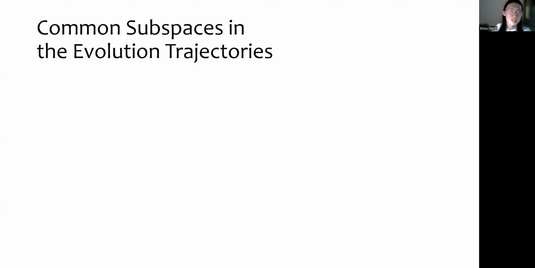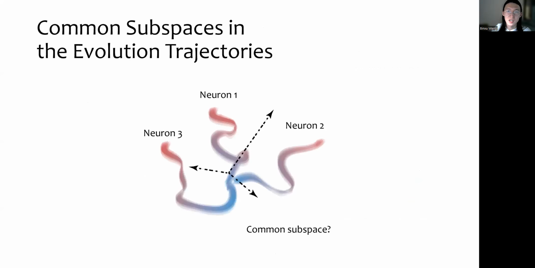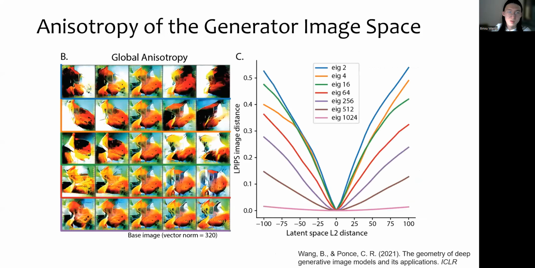Next, we tested whether the evolution trajectories share a certain common subspace. We recall that the generator image space is anisotropic, which means some directions lead to a larger image change, while some other directions lead to no or very subtle image change. This is detailed in our previous ICLR paper. And the higher eigendimensions, like the blue trees, will induce a faster image change, while the lower eigendimensions, like the pink trees, will induce more subtle image change.